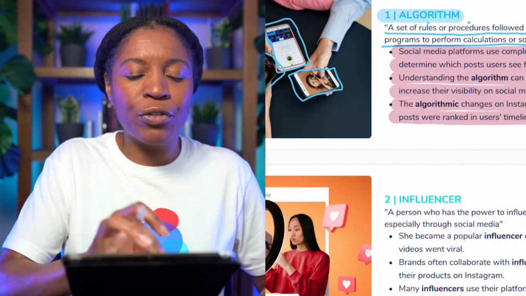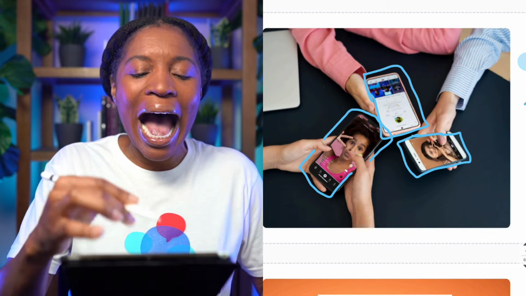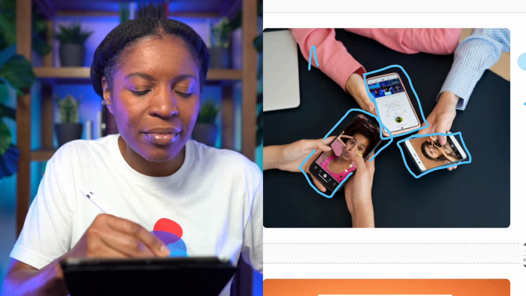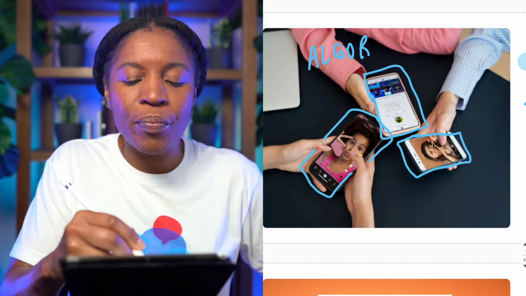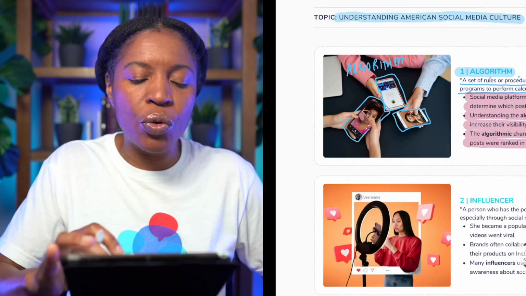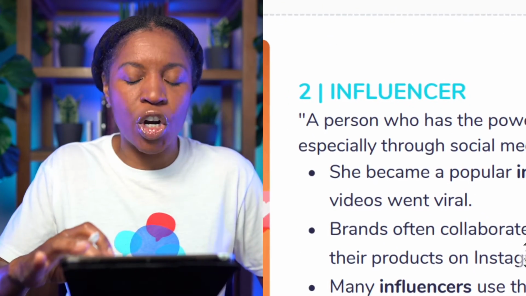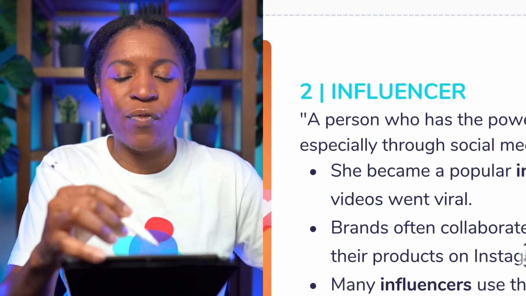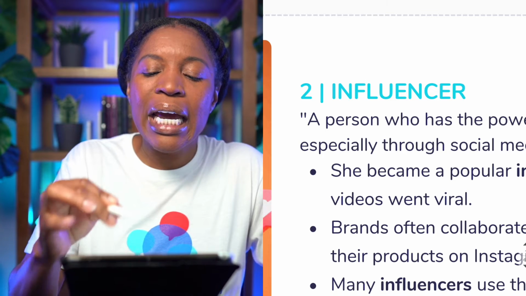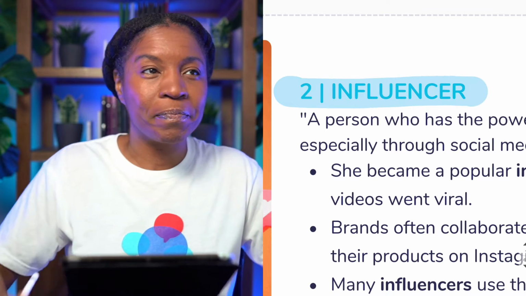So once again, we have this term algorithm. Last time after me, once again, algorithm. Excellent. So this is the term that you need to understand, our first term. Now, our second term, again, dealing with social media platforms, is influencer.